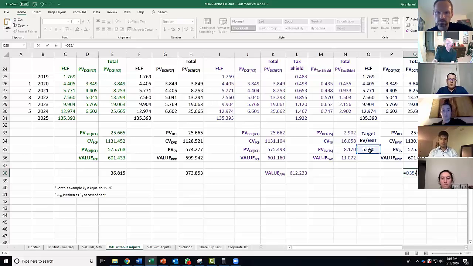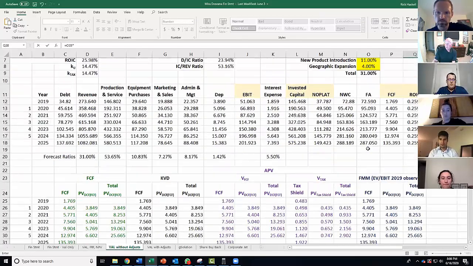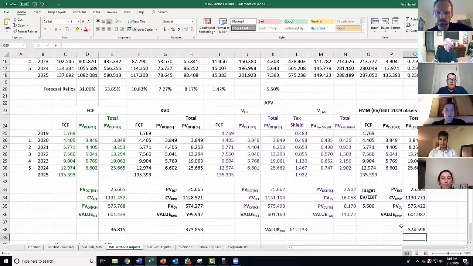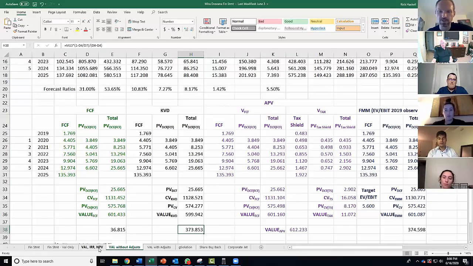And if I simply multiply that by the EBIT that I've got for my next year, I come up with 374.598. Well, that's interesting. That's not much different than the KVD one gave me. How come? Because you're using the same level of complexity in your equation, I guess.